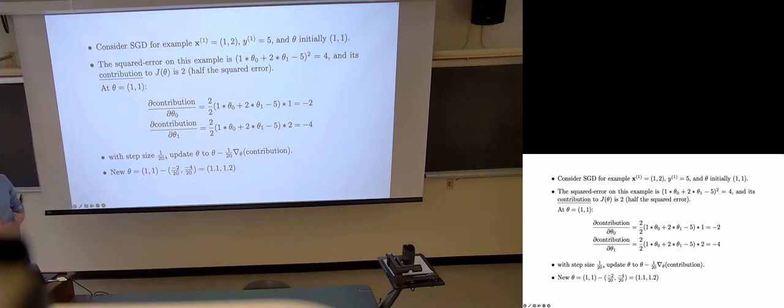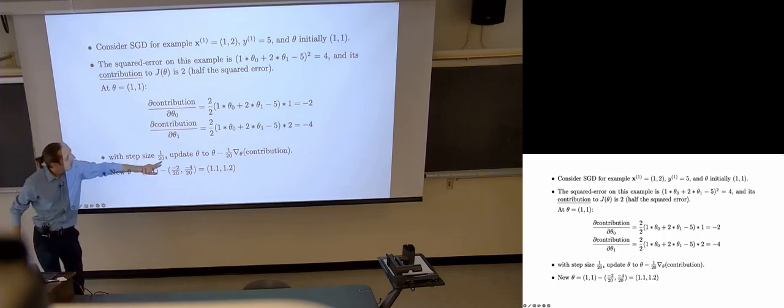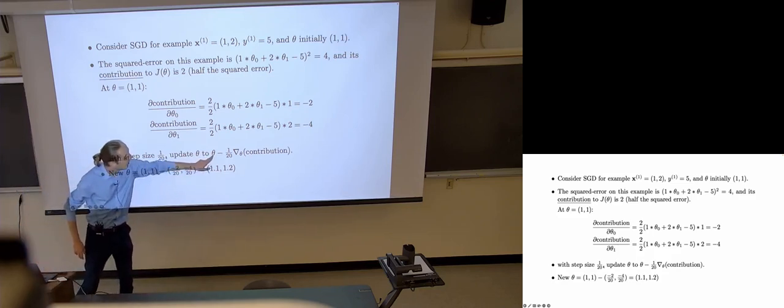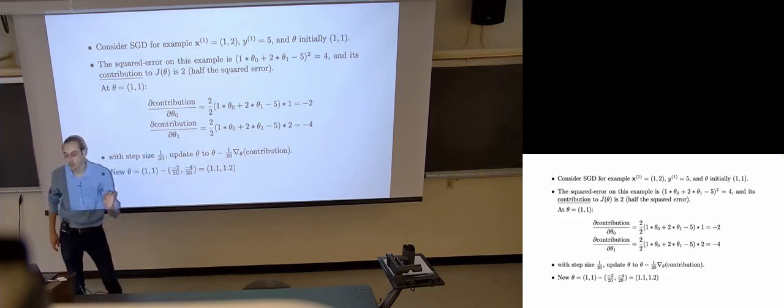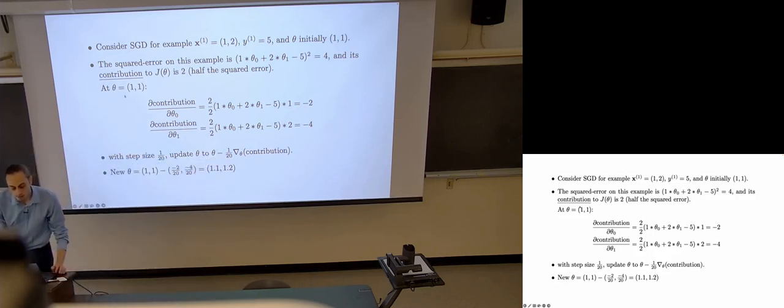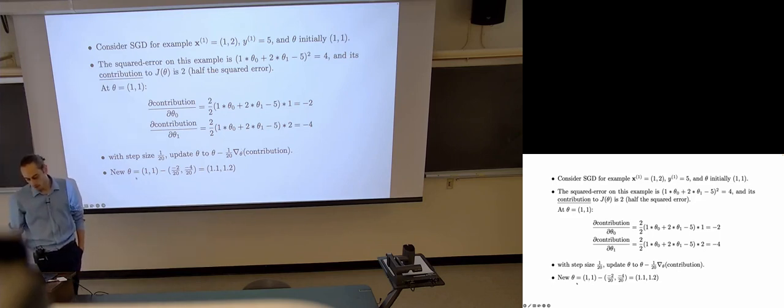So then if we take a step size of 1 over 20, our update to theta would be the original theta, which is 1, 1, minus 1 over 20 times the gradient of our function with respect to theta. But we're talking about 2D, so these are vectors. This is a vector with 2 elements, and this is a vector with 2 elements. So from theta equals 1, 1, we subtract this. Now we get parameters 1.1 and 1.2.